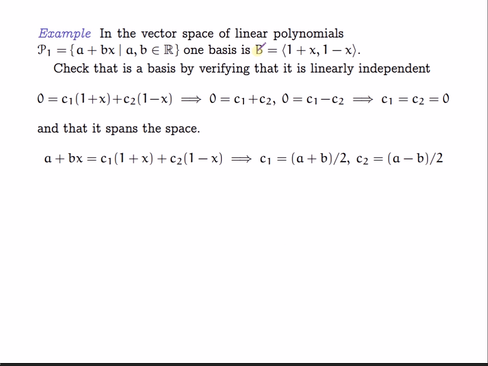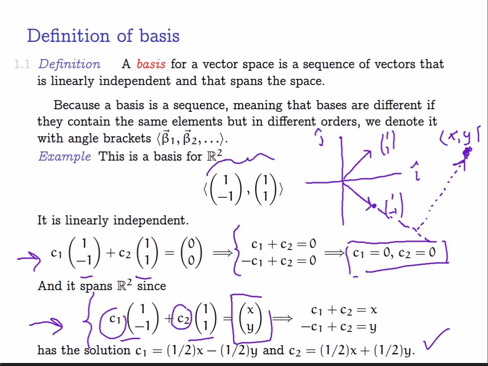Okay, here's another example using the vector space of linear polynomials. Linear polynomials have this form: a constant term plus b times an x term. Now, it turns out that one basis is 1 plus x, 1 minus x. Hopefully you can see the similarity between this basis and the basis we had last time. The basis we had on the previous slide was (1, -1), (1, 1).